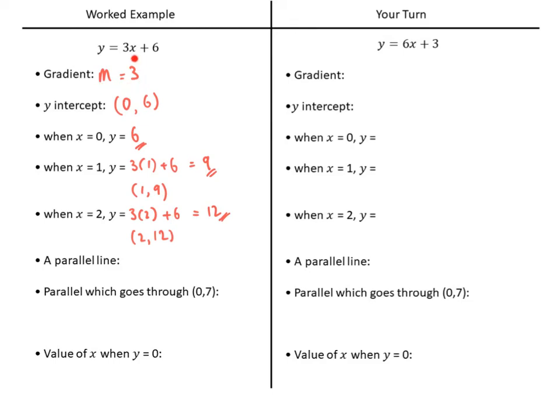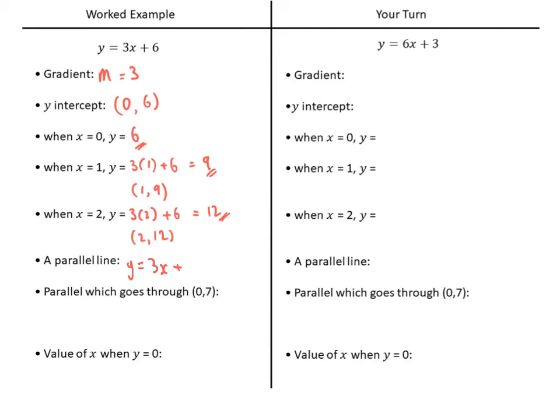Again, gradient of 3, every step up of 1 our x coordinate has taken has resulted in a step of 3 in our y. A parallel line. So a parallel line needs to have the same gradient as the one we've started with. So y equals 3x plus or minus anything we want here. Other than plus 6, because that would be the same line.